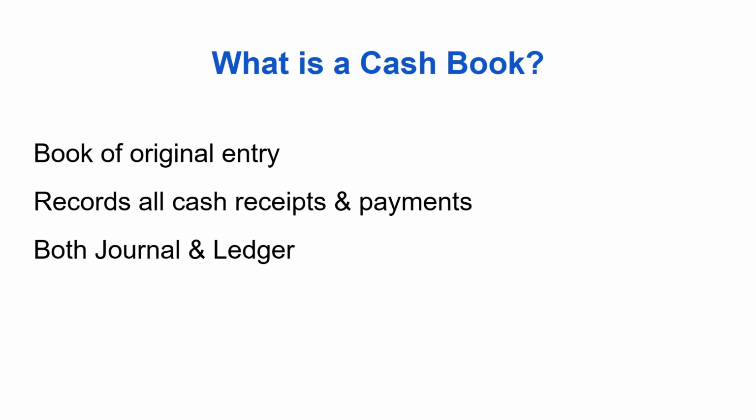here first. The beauty of a cash book is that it acts as both a journal and a ledger. As a journal, because the transactions are recorded in chronological order, that means date wise. As a ledger, because it contains two sides, debit and credit, just like a cash account in ledger. That's why, if you prepare a cash book properly, you don't need to open a separate cash account in the ledger.